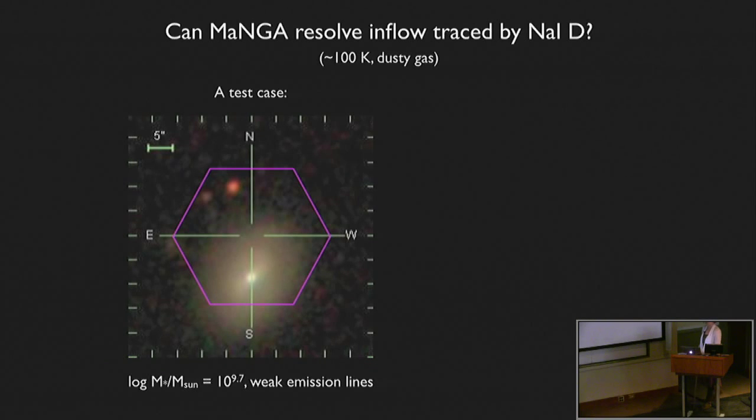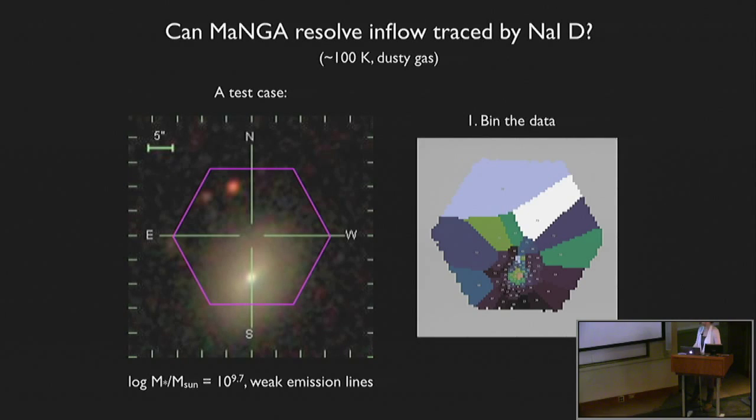So let's just check out what we can say. And of course, this survey enables a whole lot of very interesting science. But since I'm interested in flows, we're going to talk about that. So this is one of their galaxies that they've observed so far. It has a stellar mass of about 10 to the 9.7 solar masses, and it has very weak emission lines, so it has a low star formation rate.